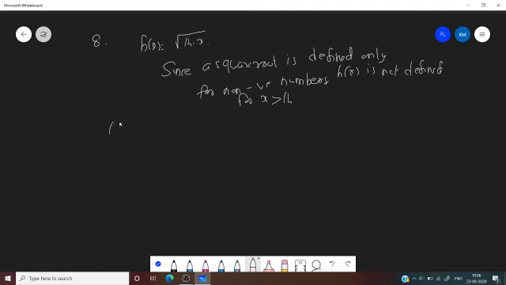Okay, ninth question. f of x equal to root of x minus 22. In the same way, f of x is not defined for x less than 22.